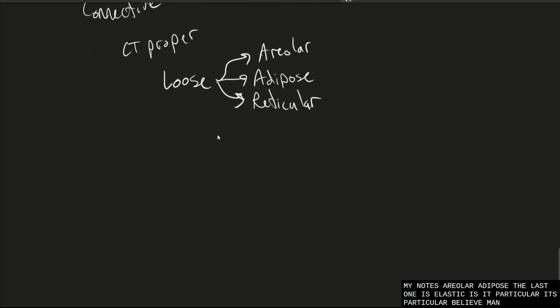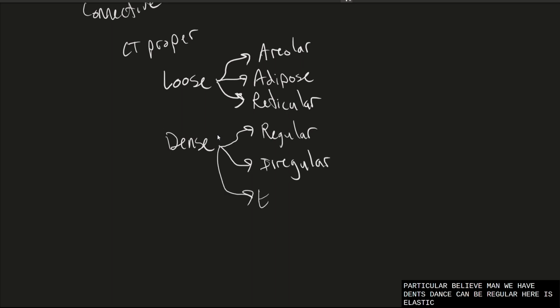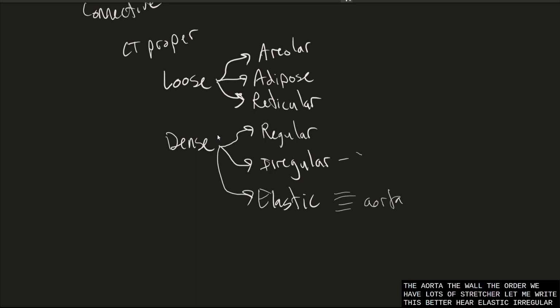And then we have dense. Dense can be regular, irregular, and then here is elastic. Elastic, you're looking for these dark fibers in it. This is like the wall of the aorta where you have lots of stretch. Irregular is a bunch of tissue going different directions, so pulled from opposite directions. Where regular, it's all going the same direction, like in our tendons.